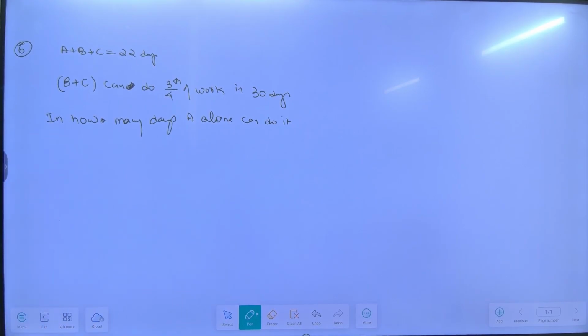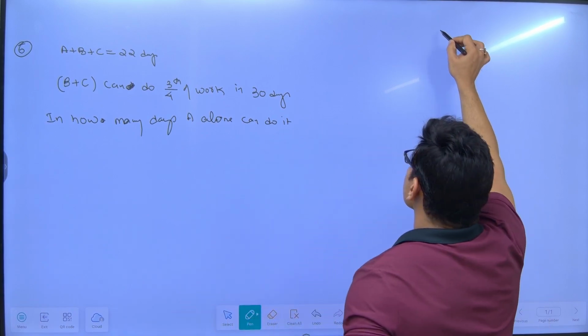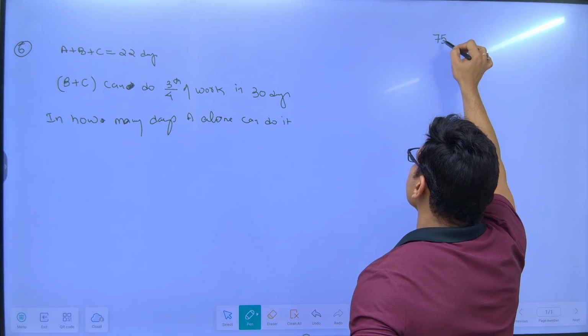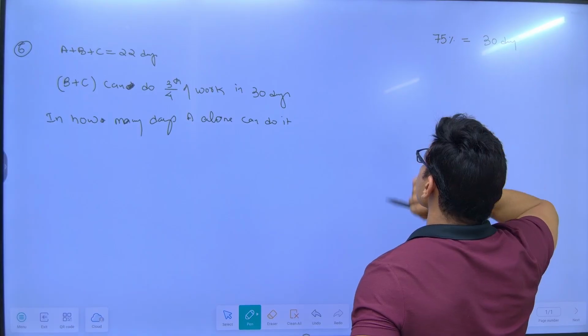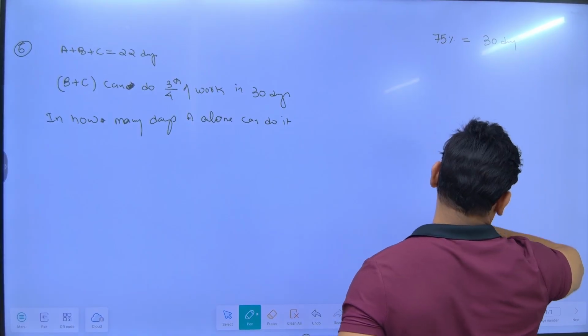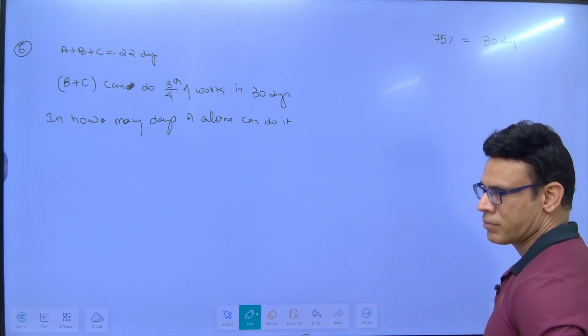Let us try to understand this question, right? See, if you know percentage and fractions, your job is very easy. 3/4 is basically 75%, right? So B plus C can do 75% of the work in 30 days. 100% we have to find out, right? Then 100% of work, which is total work, will be done in how many days?